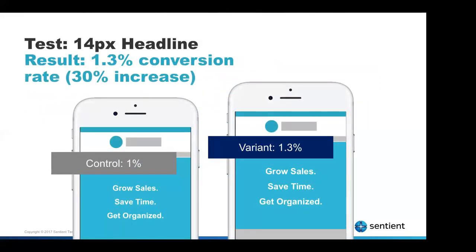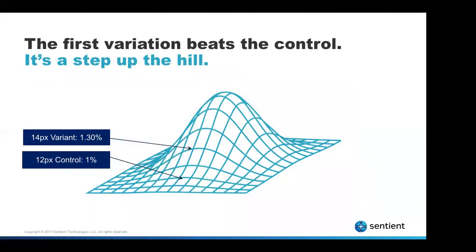So we run the test. 14-point headline, got a 1.3% conversion, 30% increase. That's great. And let's look at the wireframe now. So we've taken our first step up the hill. We tried something against the control, a little bit bigger headline. We got an increase. And now we're showing what that increase did. The increase is a step up the hill. So our first variation beats the control.